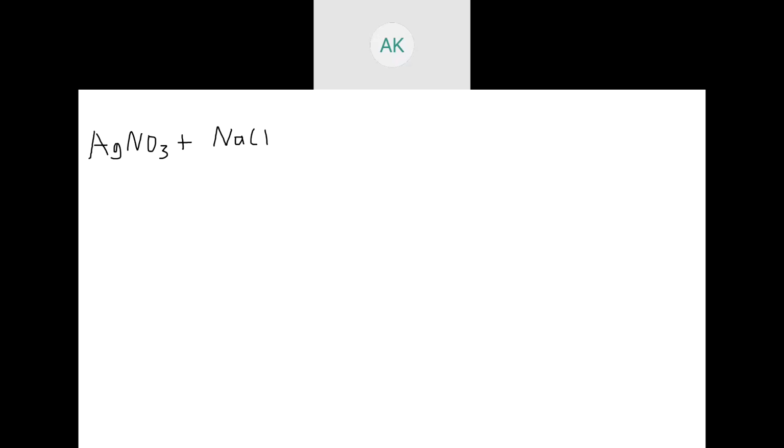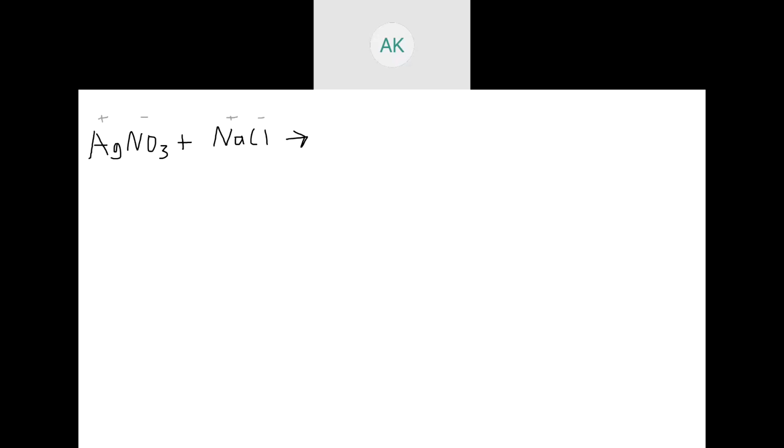So first, we want to identify the cations and anions in each molecule. Silver is going to be the cation because it's positive, so I'm just going to put a positive sign above it. NO3 is the anion because it's negative. And remember, NO3 we're going to stick together since it's a polyatomic ion. Now looking at sodium chloride, Na is the cation and Cl is the anion. So now we can combine in our double replacement reaction.